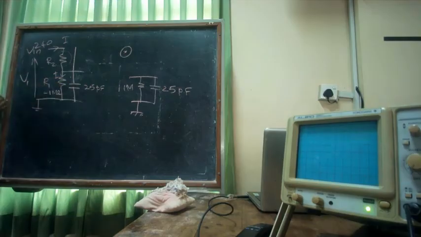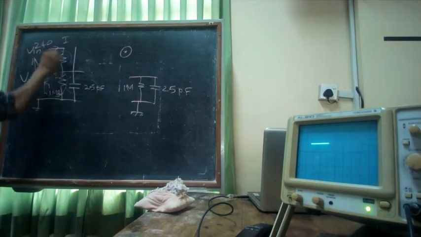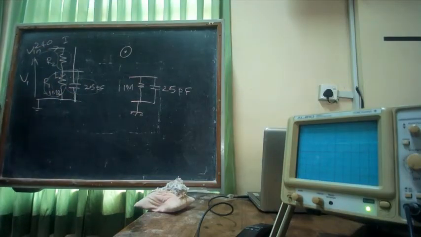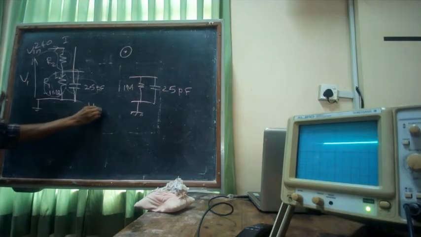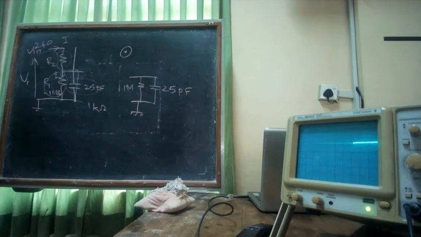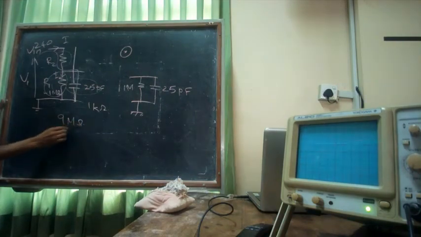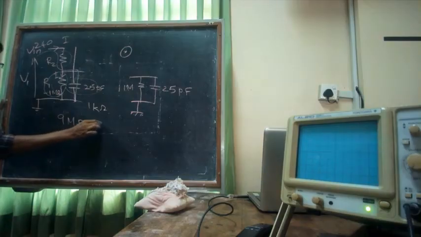When you have this setup, it is not 1 mega ohm. This 25 pico, most of the signal will flow through this, and this would look like a short circuit at very high frequency. So therefore, at high frequencies, it will not be 1 to 10. This will be severely attenuated. This will be, let's say, 1 kilo ohm equivalent resistance. So then what we will have is 9 mega ohms to 1 kilo ohm.